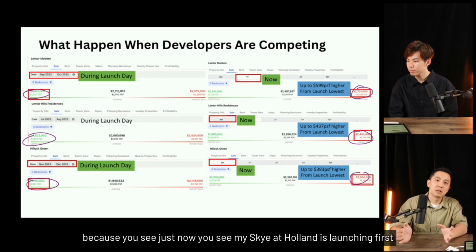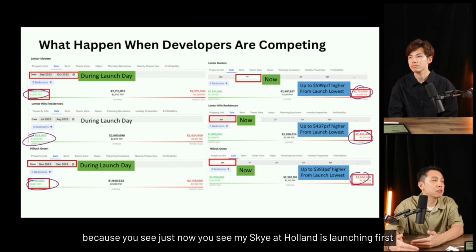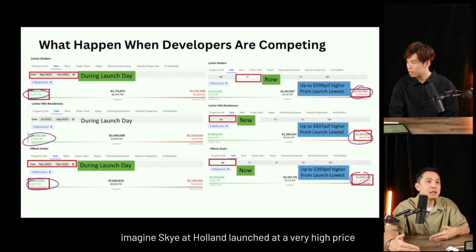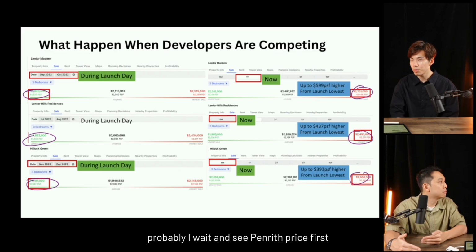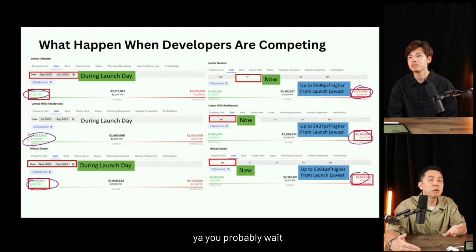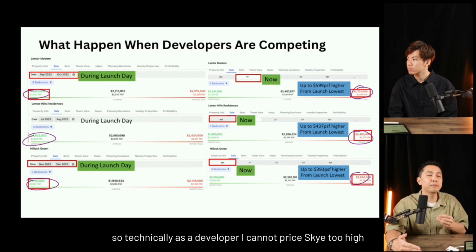Why? Because you see, just now Sky at Holland is launching first, followed by Paris after that. Imagine Sky at Holland launches at a very high price. What will a buyer do? Probably wait and see the Paris price first. They will probably wait. So technically, as a developer, I cannot price Sky too high.